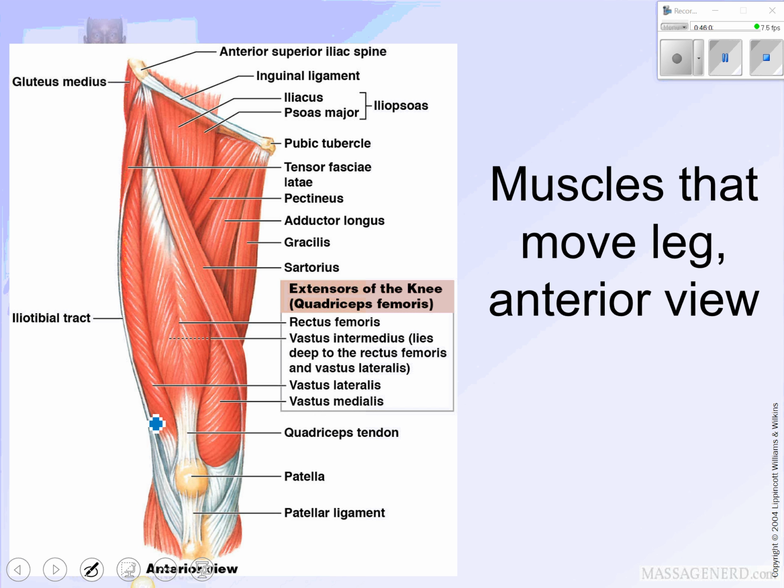Again, this is just showing you a different view of the leg, the anterior view, showing you that rectus femoris, the vastus muscles. Yes, you do need to be able to label the TFL, which is going to be on the lateral part of the leg, the adductor longus, gracilis, sartorius, and the quadriceps tendon as part of your knee joint.